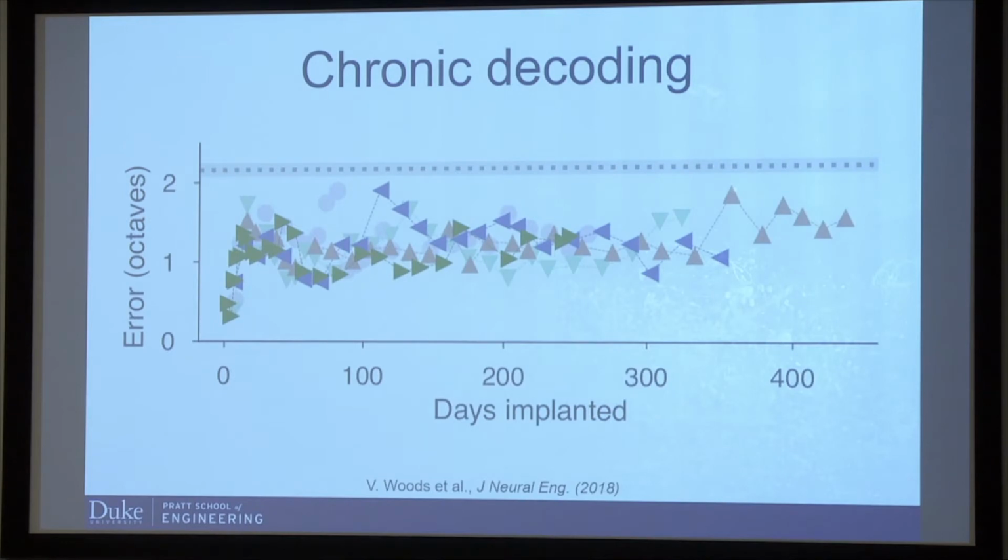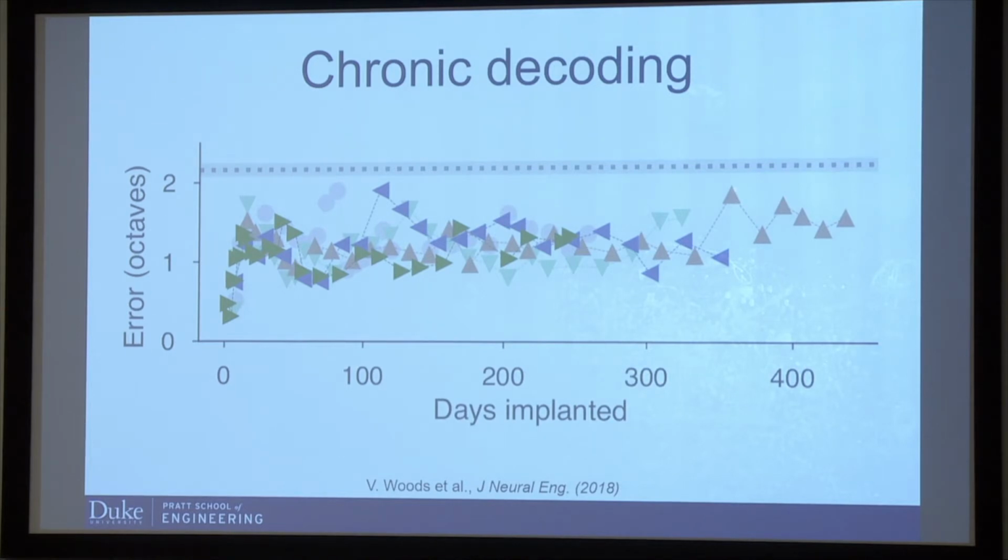We look at chronic decoding in these animals over the course of a year of implantation. We see an initial increase in error or a decrease in accuracy in the first 30 days. And then we see a pretty stable decoding accuracy over the rest of the duration of the implant.